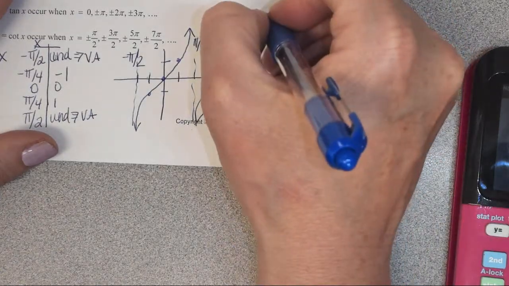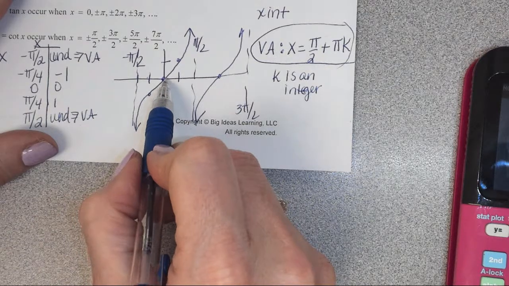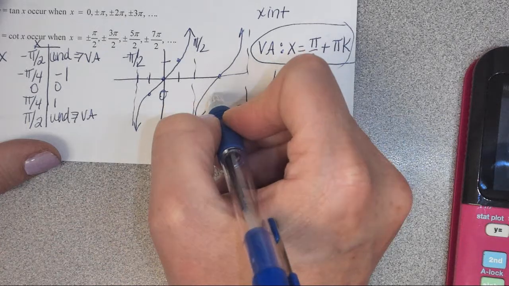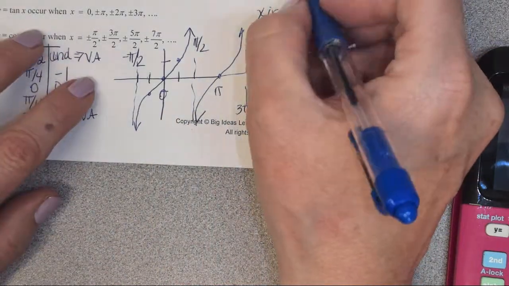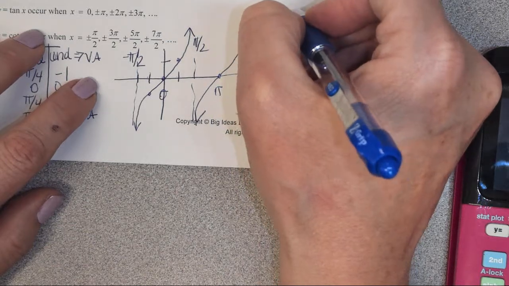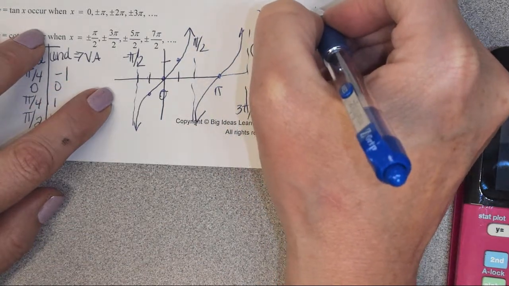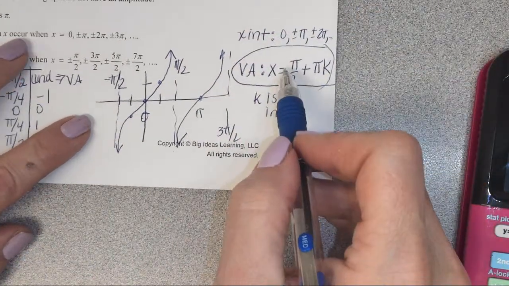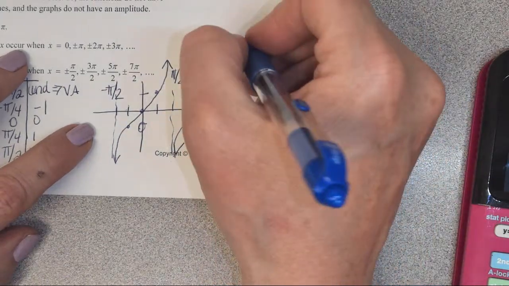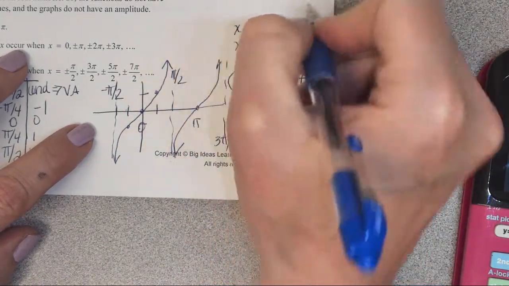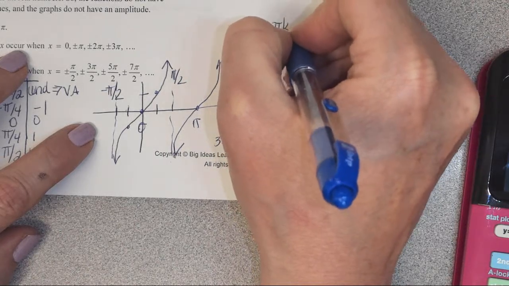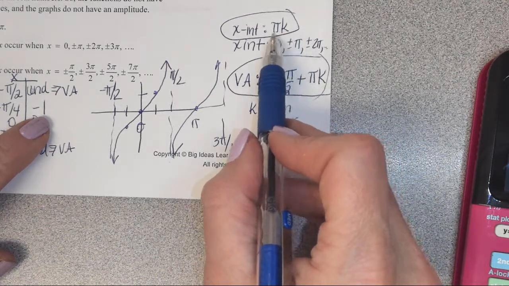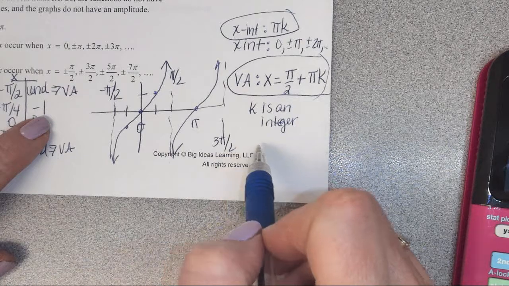What about the x-intercepts? Here's an x-intercept here at 0. Where's the next one going to be? Pi. Okay, so my x-intercepts are going to be at 0, plus or minus pi, plus or minus 2 pi, dot, dot, dot. I could actually call my x-intercepts this, which would be more sophisticated, I guess you'd say. I could say it's pi k, right? 0 times pi, 1 times pi, 2 times pi, negative 5 times pi. That's where my x-intercepts happen.